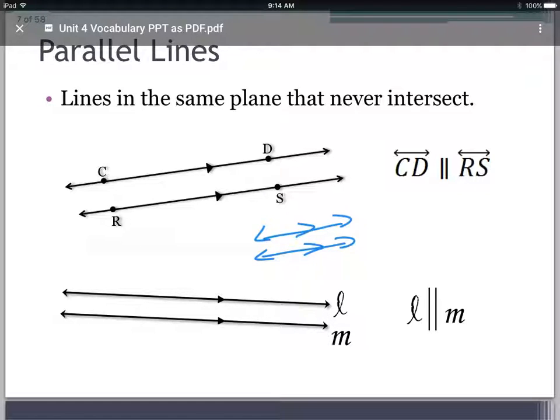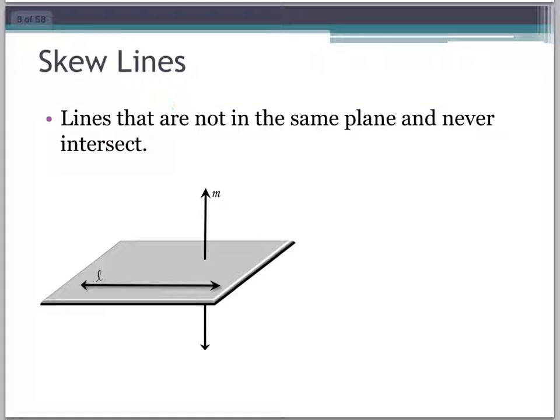At the bottom here we can also use the lowercase letters, so L and M. L is parallel to M. That's how you read this. That's what these mean. Again, the little arrows here indicate those two lines are parallel to each other. Even if I don't draw them looking very parallel, but I put these arrows on there, it means they are parallel.